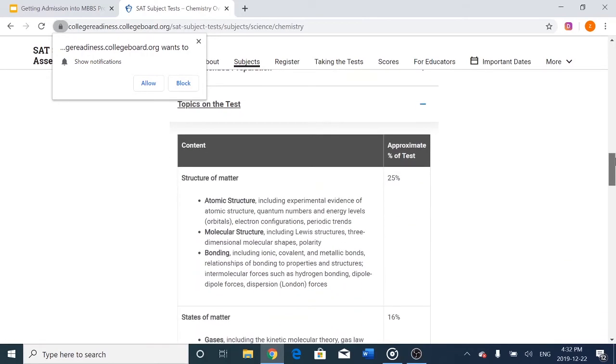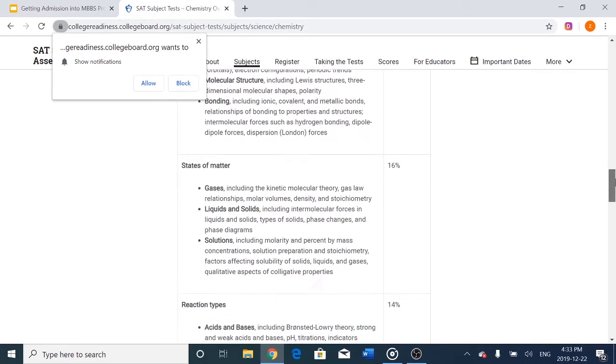So in structure of matter, you have atomic structure. You're going to have to know quantum numbers, energy levels, electron configuration, periodic trends like electronegativity, all that stuff. You're going to need to know Lewis structures and also VSEPR. You're going to need to know ionic, covalent, and metallic bonds, their properties, intermolecular forces, hydrogen bonding, dipole-dipole, dispersion, London forces, all of that. Okay, that's structure of matter.